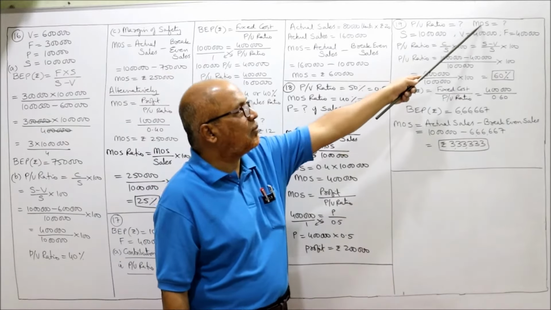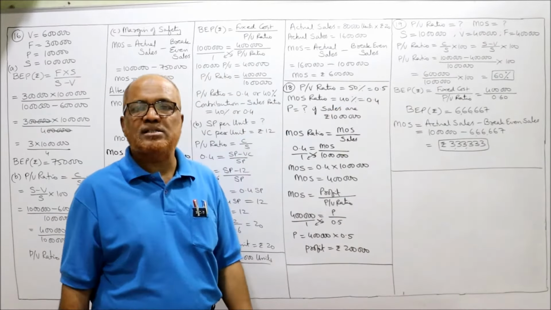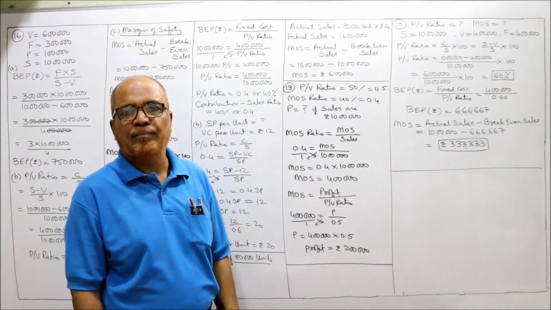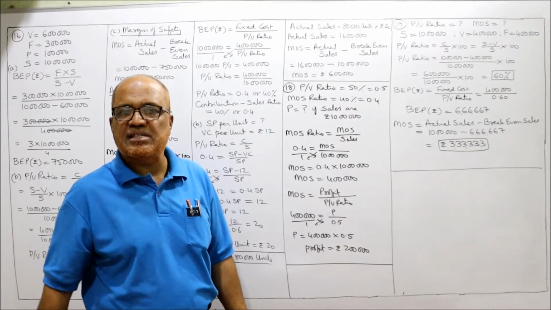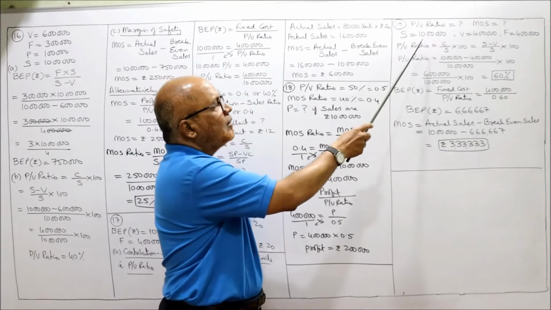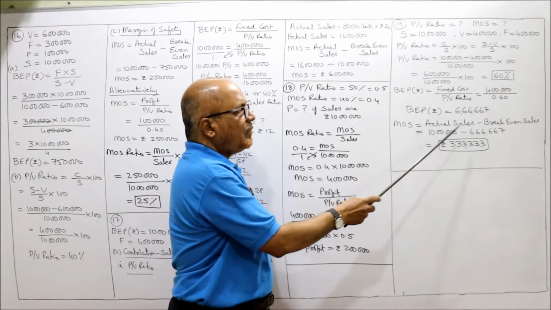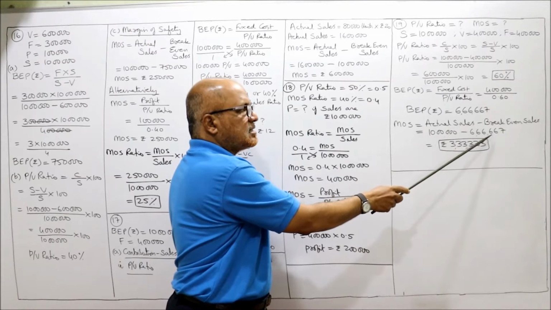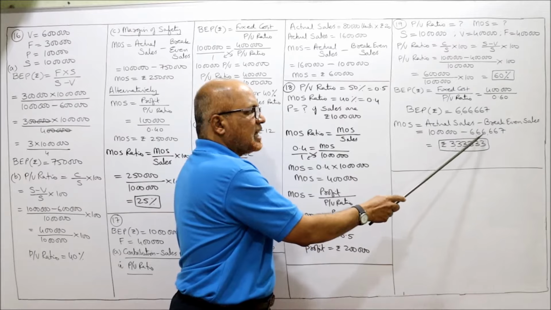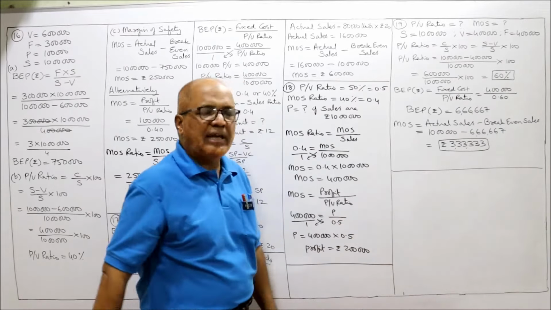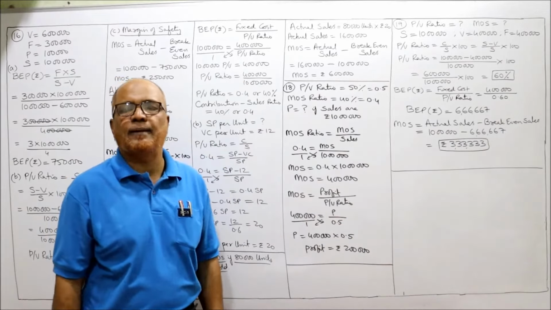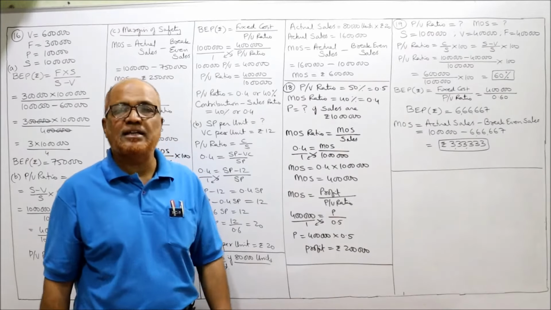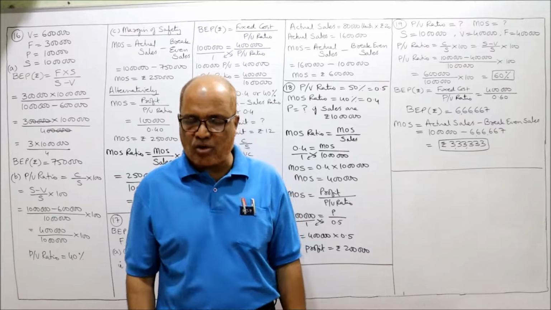Ultimately, it is asking you MOS. So the formula for MOS is actual sales minus BEP sales, actual sales minus break-even sales. Actual sales are given in the problem, 10 lakh, and break-even sales, just now we have calculated, 6,66,667. So 10 lakh minus 6,66,667 is 3,33,333. This is the MOS. So we have completed the 19th problem on marginal costing.